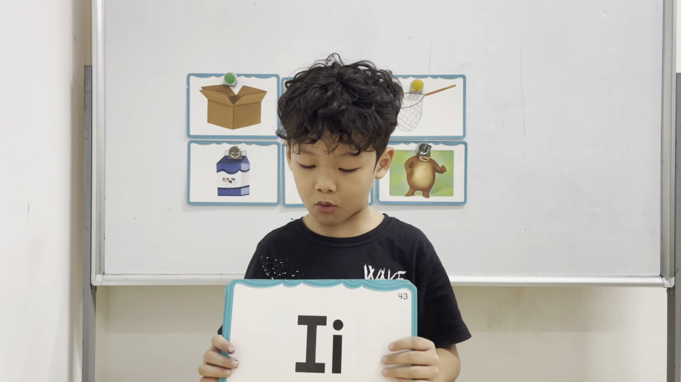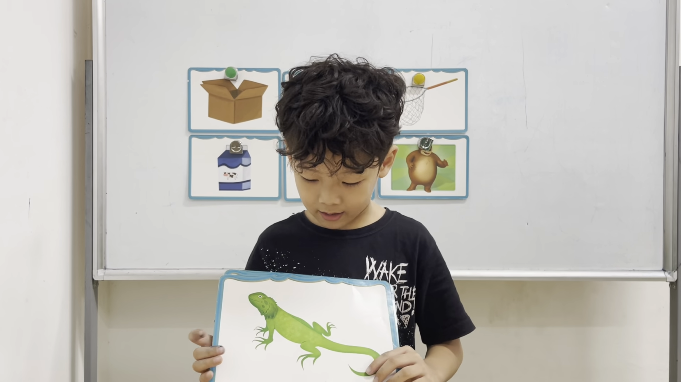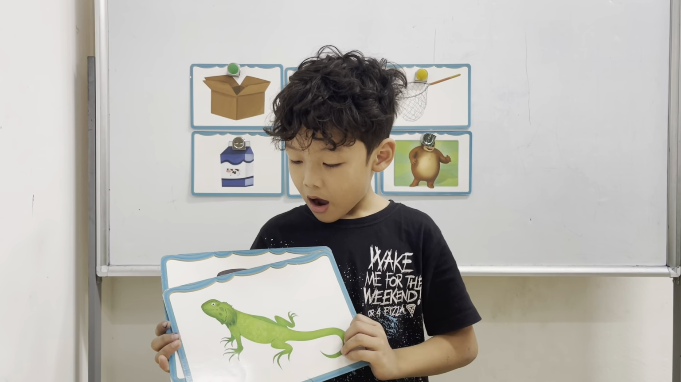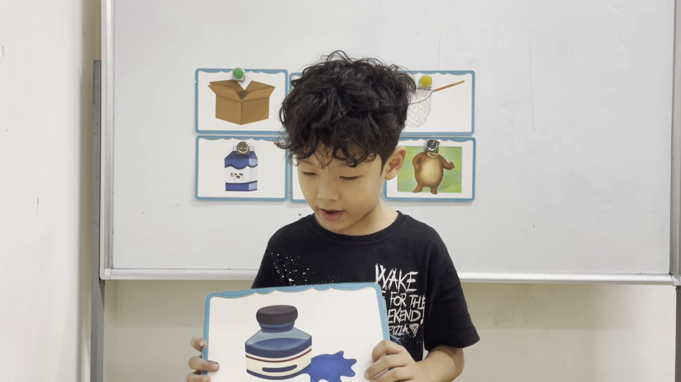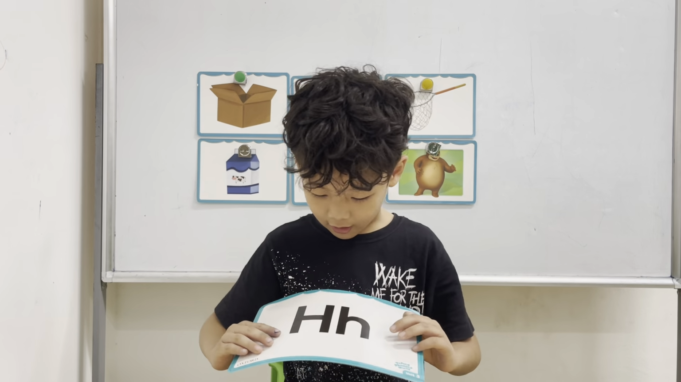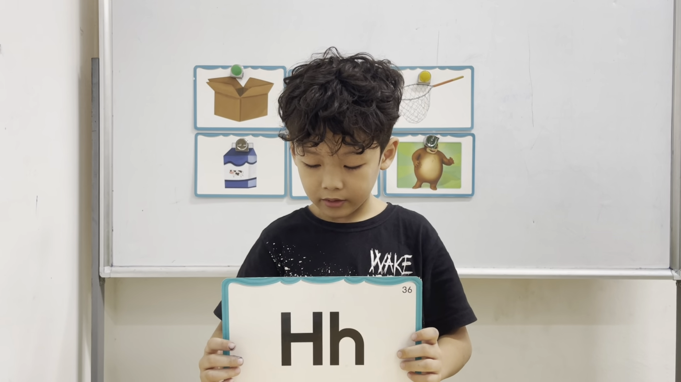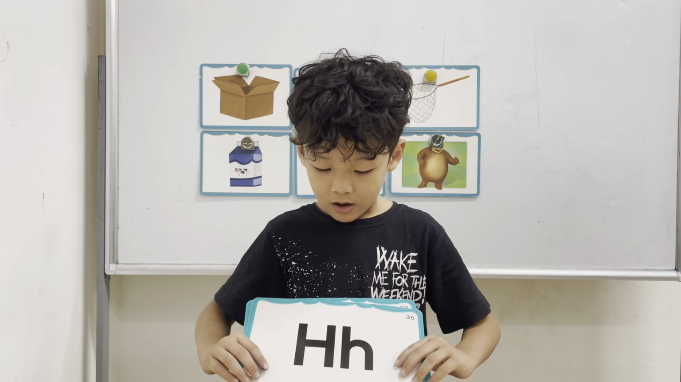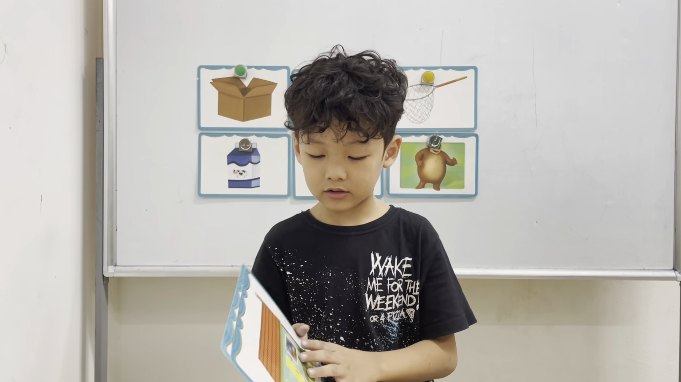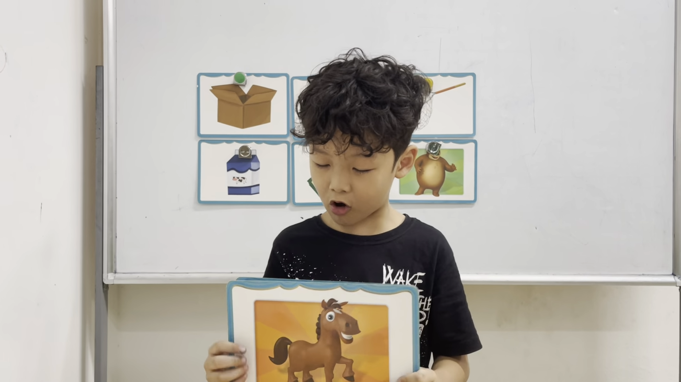Letter A sound. A is for iguana. A is for ink. Letter H. H is for house.